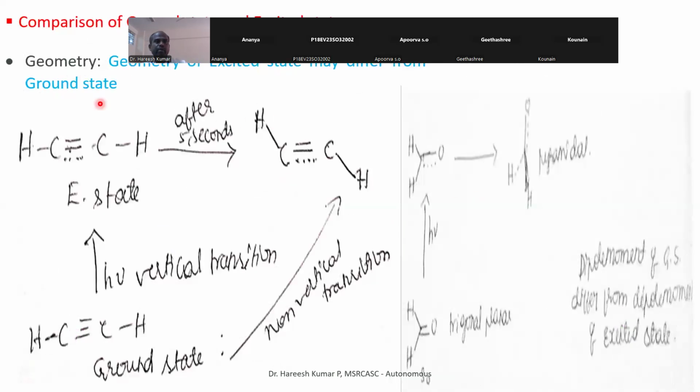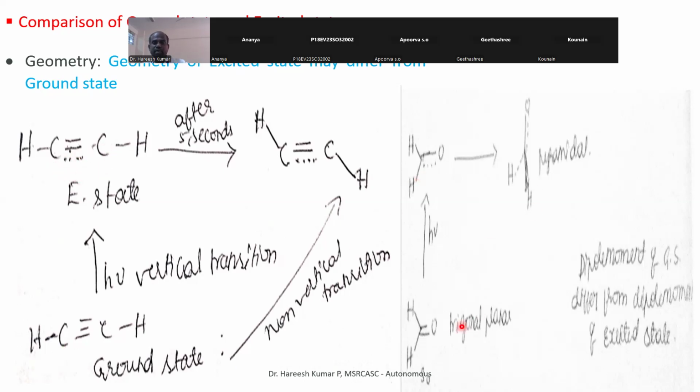Here I'm comparing the ground state and the excited state, more particularly the geometry, because the geometry of the excited state may differ from the ground state. You can observe that there are two kinds of transitions on irradiation: vertical and non-vertical. In the non-vertical transition, the geometry of the ground state and the excited state are different, whereas in the vertical transition, they are the same.